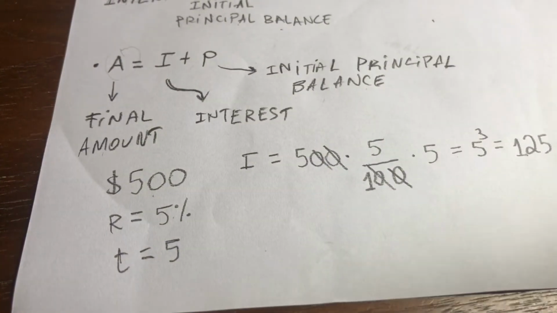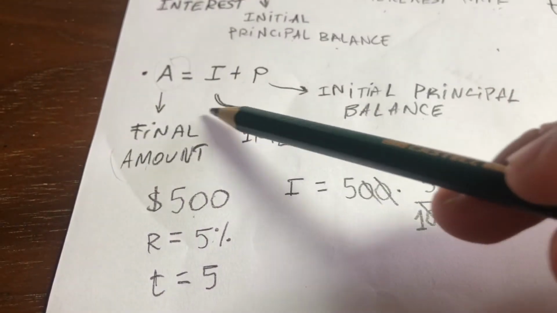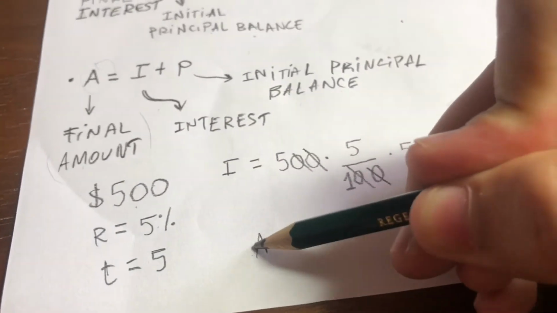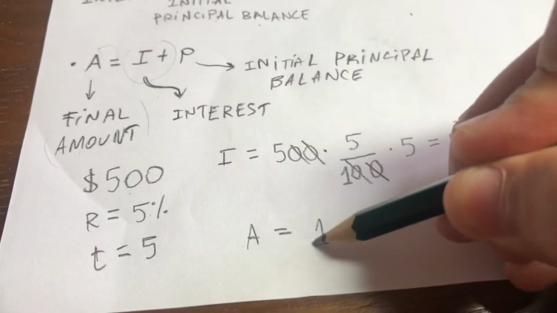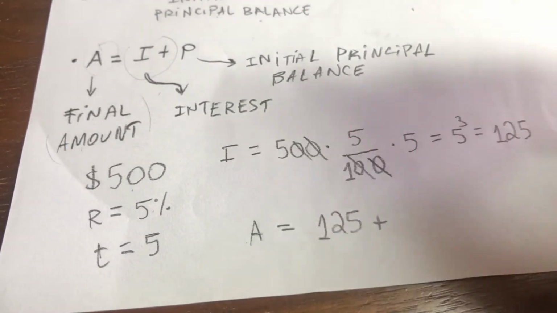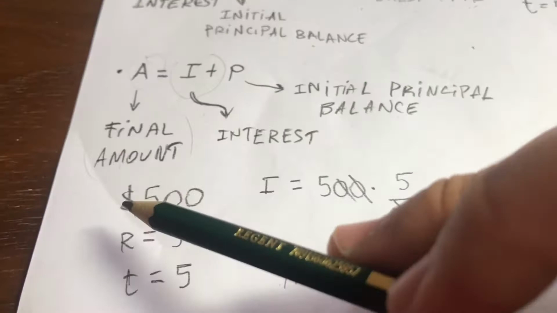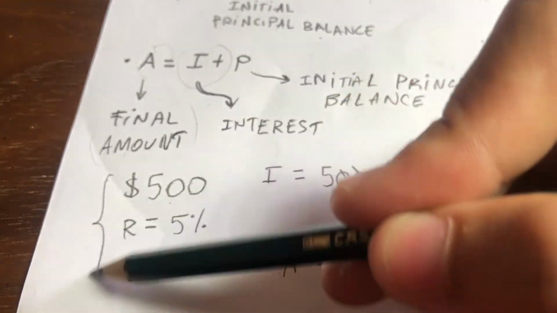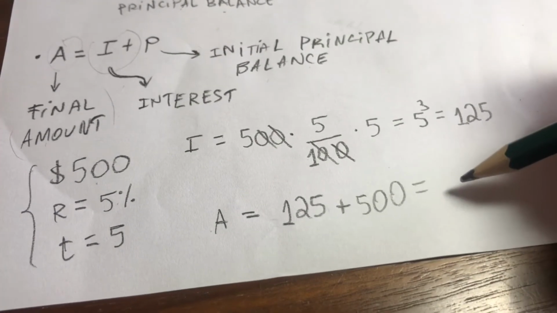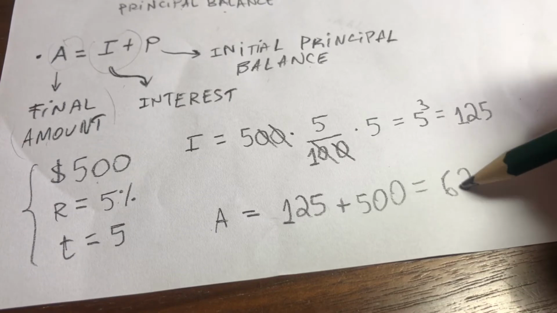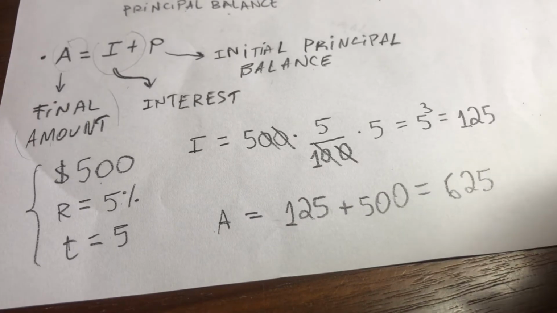But now, how much will I pay back to the bank? Let's call it the final amount. The final amount will be the interest, that is $125, what the bank earned, and the initial principal balance, that is what I borrowed. Okay, $500, giving me a total amount that I will have to pay the bank of $625.